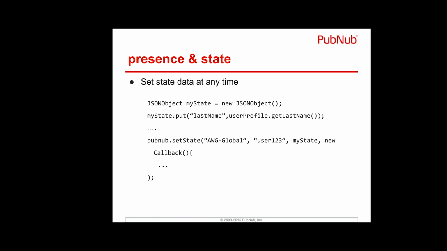Okay. You can set state. Setting state can be anything you want it to be. So in this particular case, I'm instantiating a new JSON object, putting user profile data in that JSON object, and then I use the setState method to set that state for that given user on that given channel.